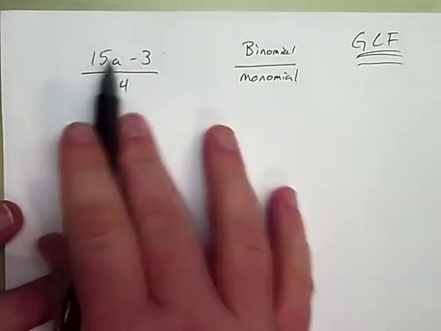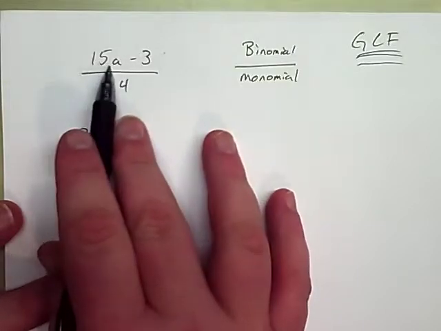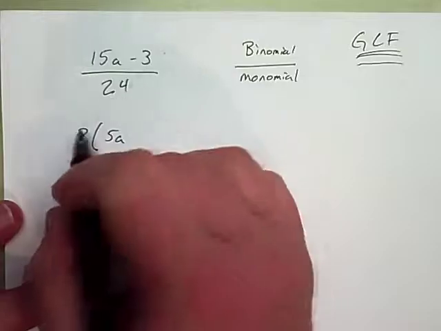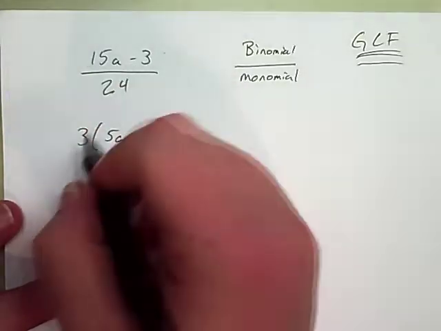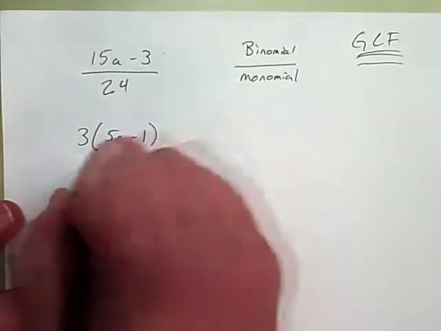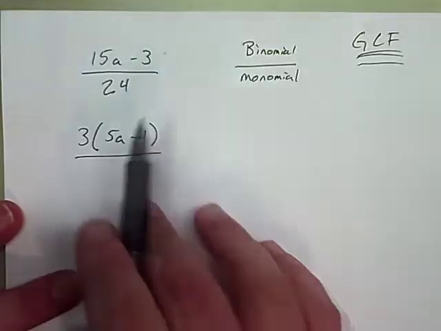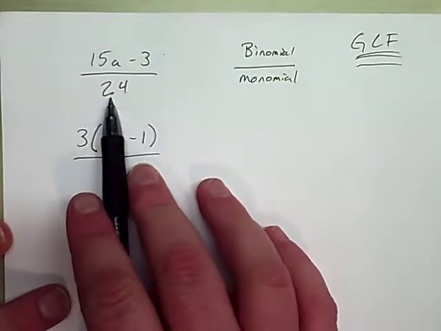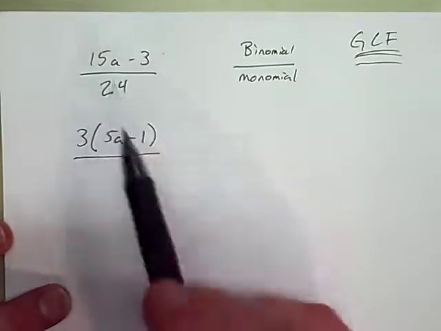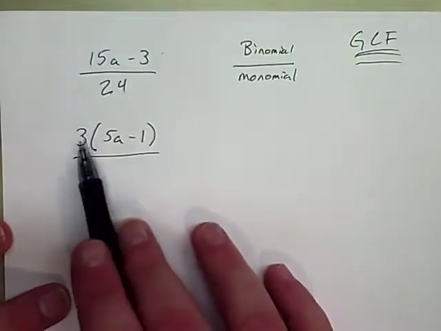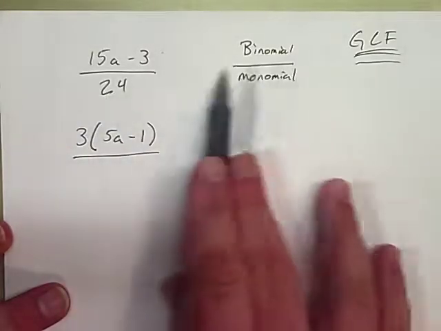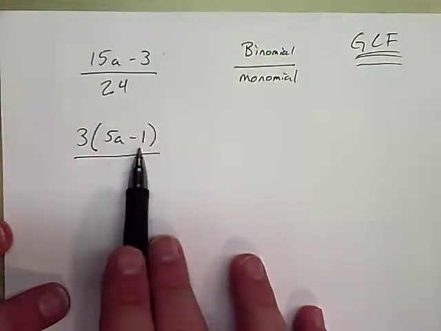And whenever I pull a 3 out of each one of these, well, 15a divided by 3 leaves us with a 5a. And negative 3 divided by 3 is a negative 1. All over. Well, now, do I really need to go through all the factors of 24? No, I do not. I want to do the factors of 24 that are going to possibly match with something in my numerator.